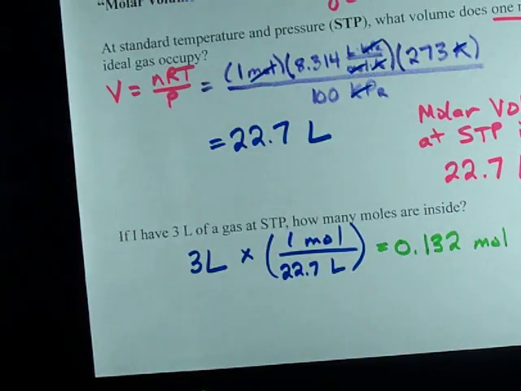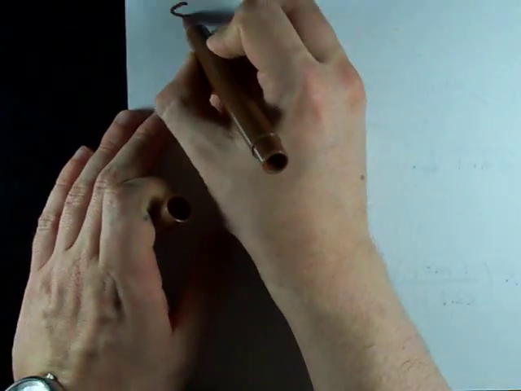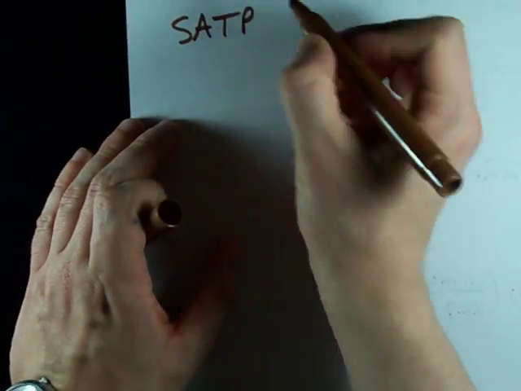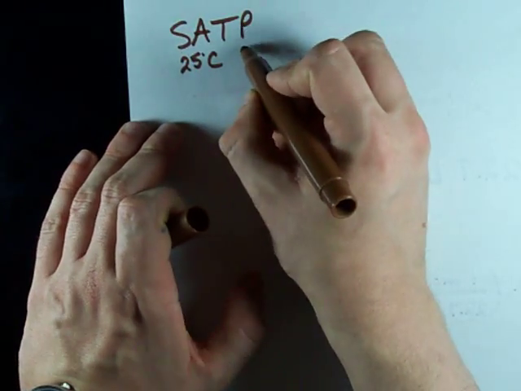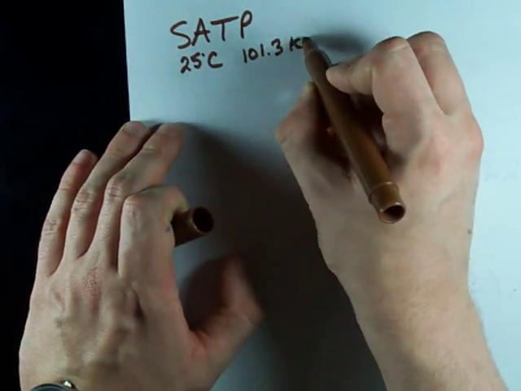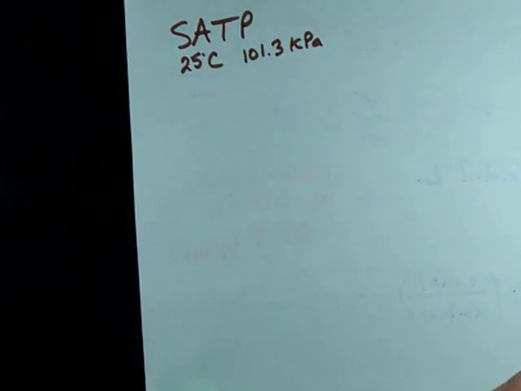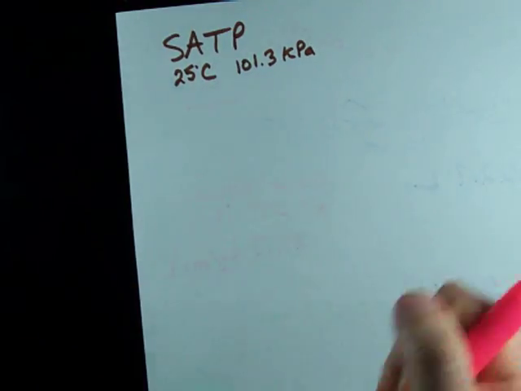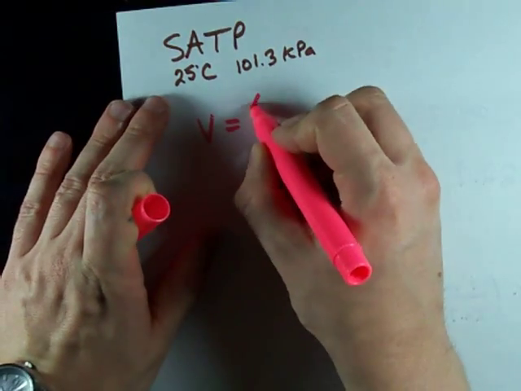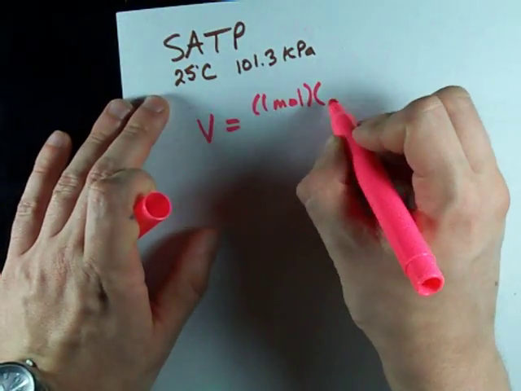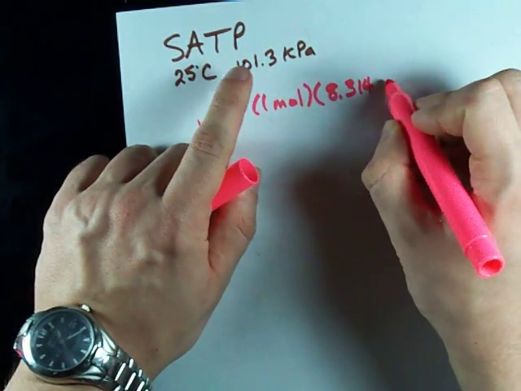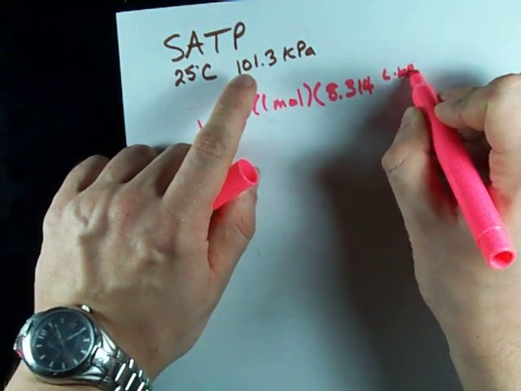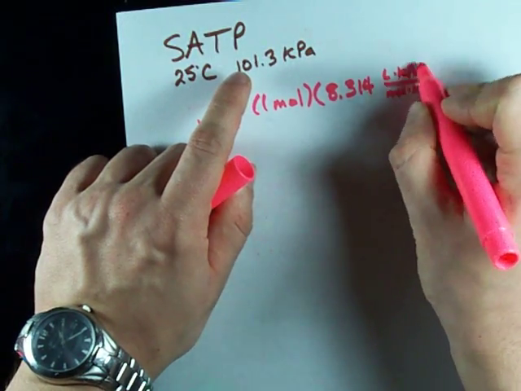Deal? Deal. Now the last thing I want to point out is this thing called SATP, standard ambient temperature and pressure. It's 25 degrees Celsius and 101.3 kilopascals. I'm curious to know what the molar volume is there. The molar volume is number of moles times R, and again I have it in kilopascals, so I'm going to use 8.314 liters kilopascals per mole Kelvin.